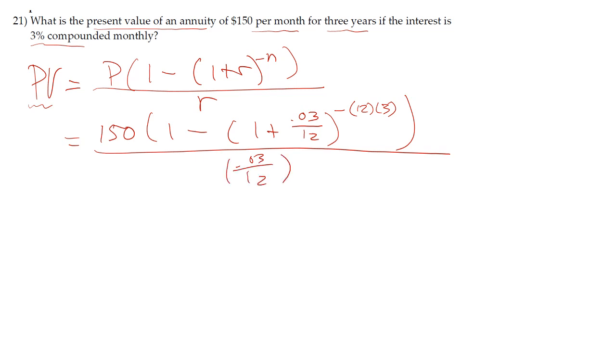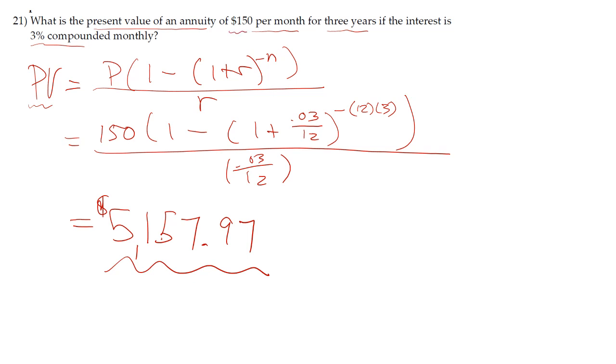Okay, so plug all that in your calculator, and you're going to come up with $5,157.97. And that would be the present value. So you would need to start with this amount so that you can get paid $150 per month for 3 years if you're working at a 3% interest rate compounded monthly.